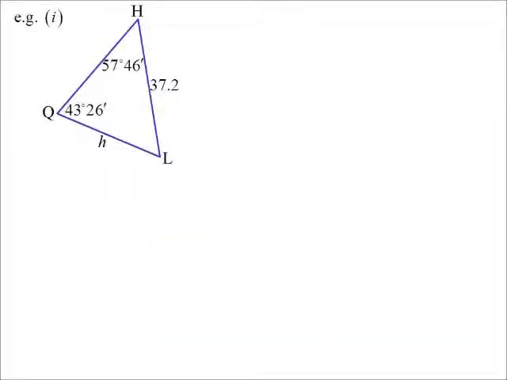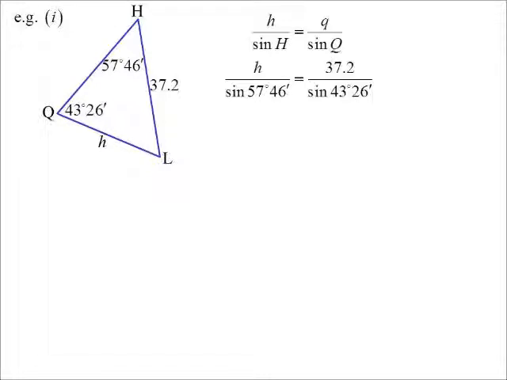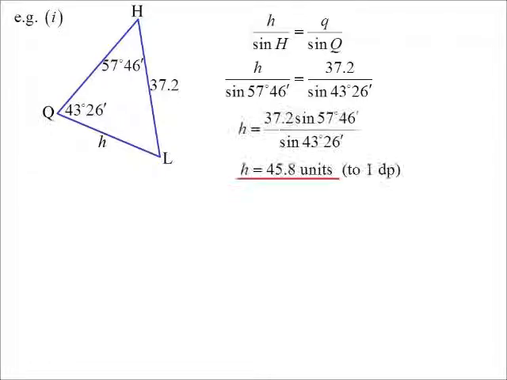So little h is what I want to find. So for this one, it'll be h over sine H is q over sine Q. Subbing in, and it really is just a substitution rearrangement type thing. So now I multiply both sides by sine 57.46, and it's all calculator work from there. Press the buttons, and we get, hopefully, 45.8 units to one decimal place.